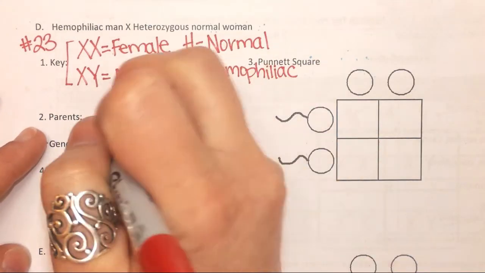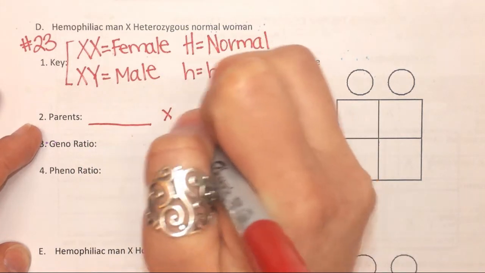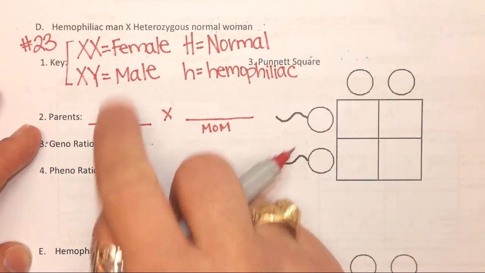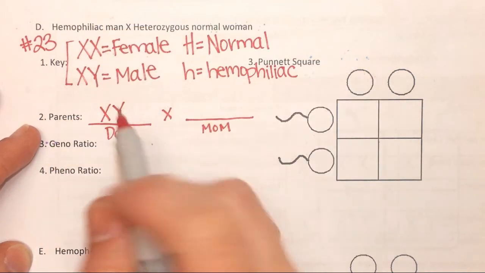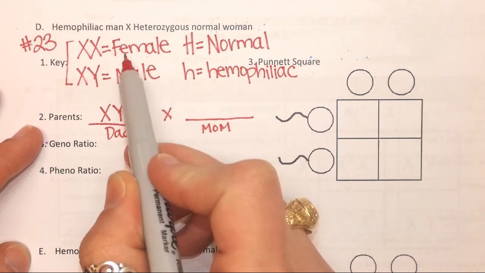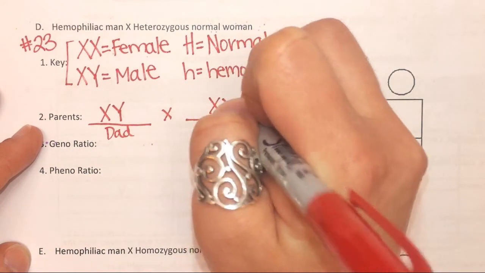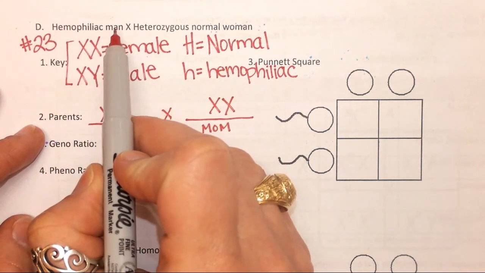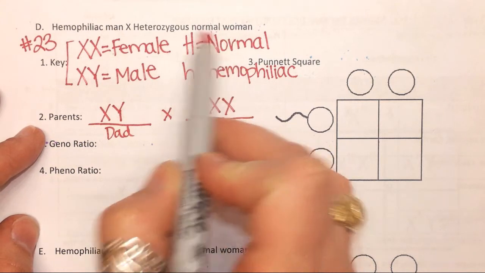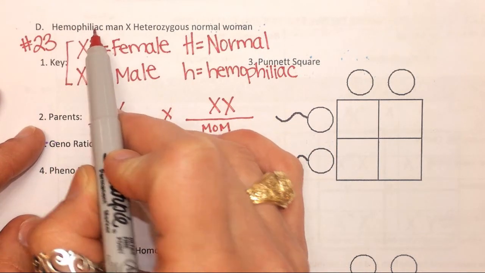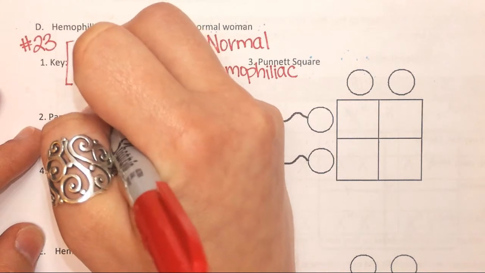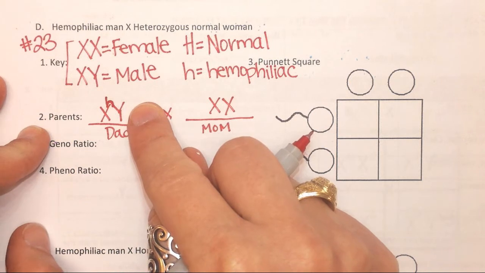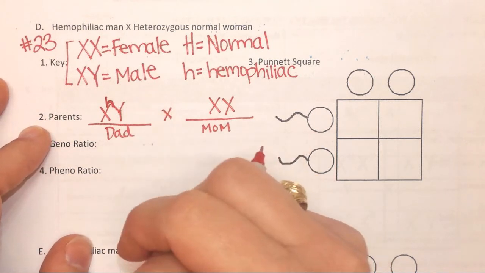So knowing this, we are going to cross the parents together. We're always going to cross dad with mom. Since dad is a male, his sex chromosomes are going to be XY, and since mom is a female, her sex chromosomes are going to be XX. The problem states that we are going to cross a hemophiliac man and a heterozygous normal woman. If a man has hemophilia, this means that he is going to carry this little h on his X chromosome. We don't ever carry any traits on the Y chromosome, so leave it alone.